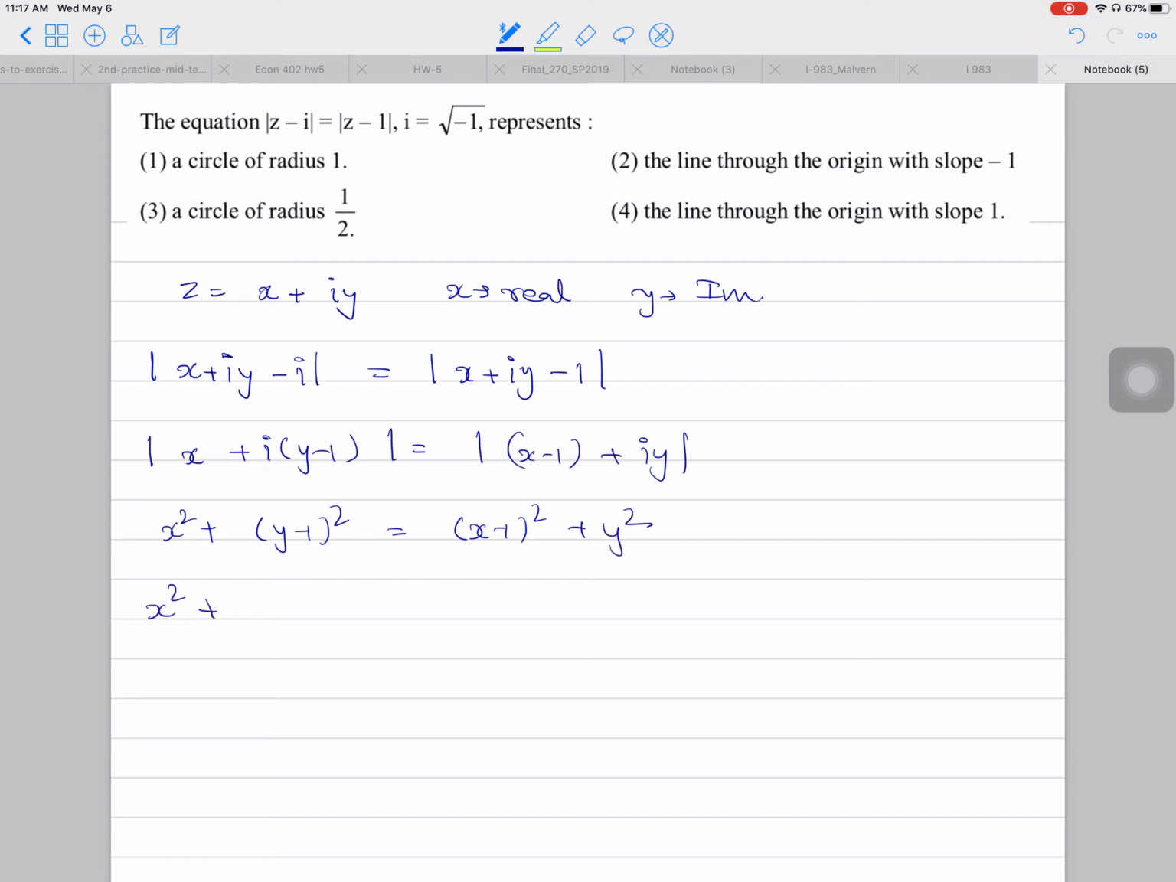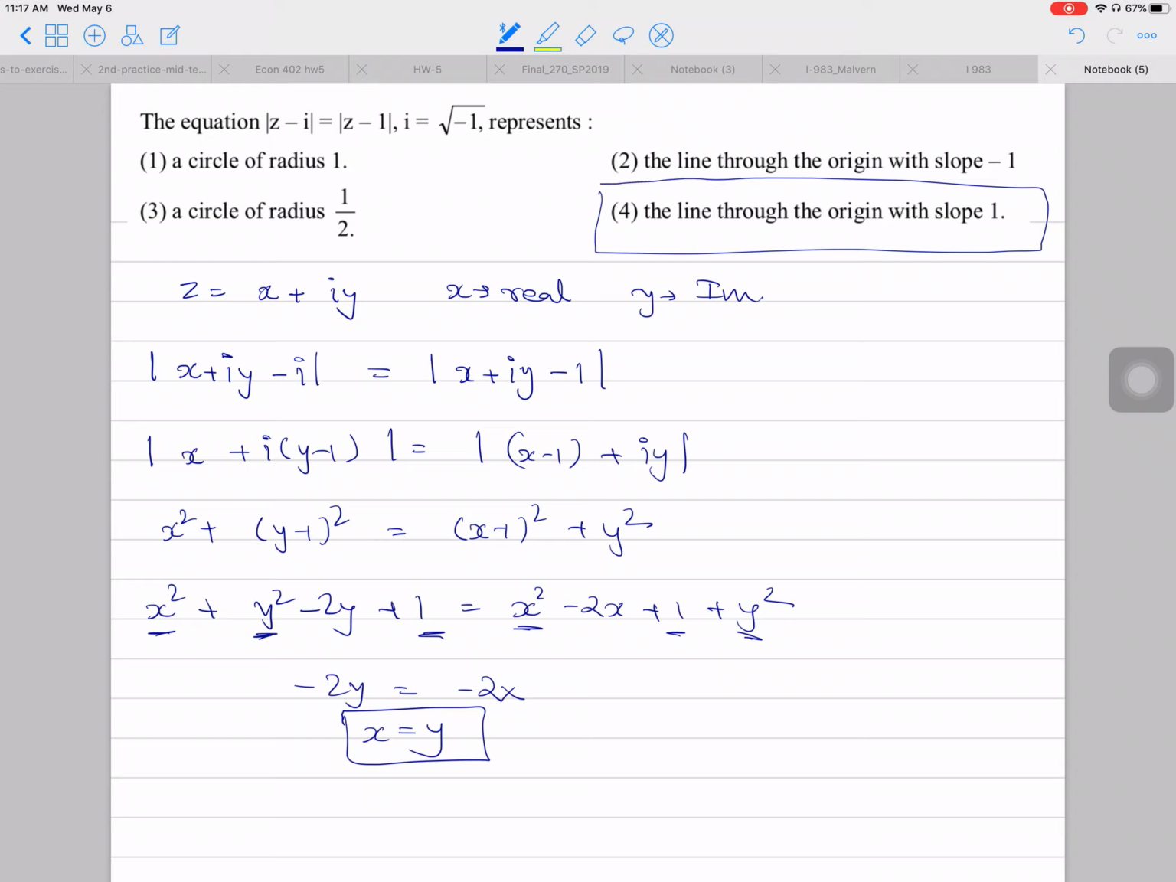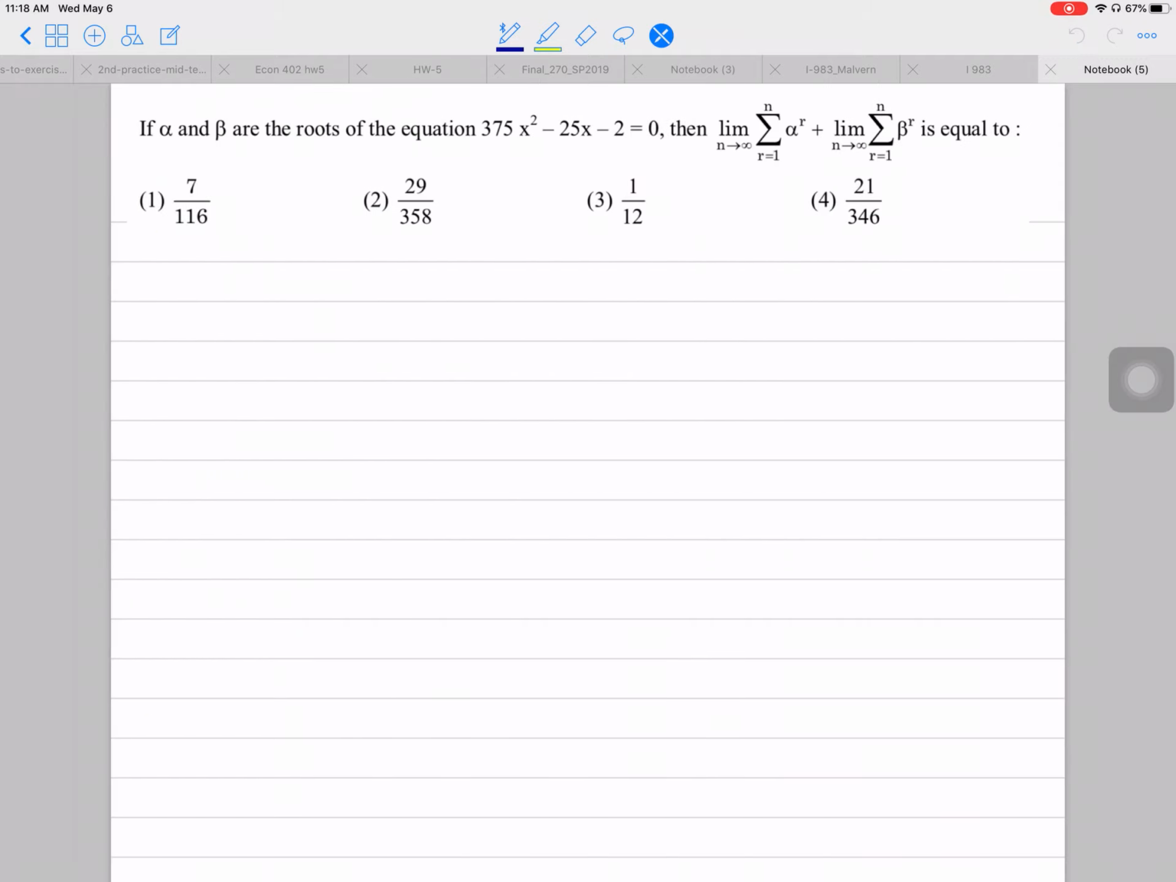If we look at the terms closely or expand this, we get x squared minus 2x plus 1 plus y squared. So we can see that the term x squared, the term y squared, the term 1 are on both sides. So we are left with minus 2x equals minus 2y, which tells us that x equals y. And the line y equals x is a straight line passing through the origin, having a slope of 1. So then looking at our options, option 4 satisfies the line through the origin with slope 1. Let's move on to the next question.